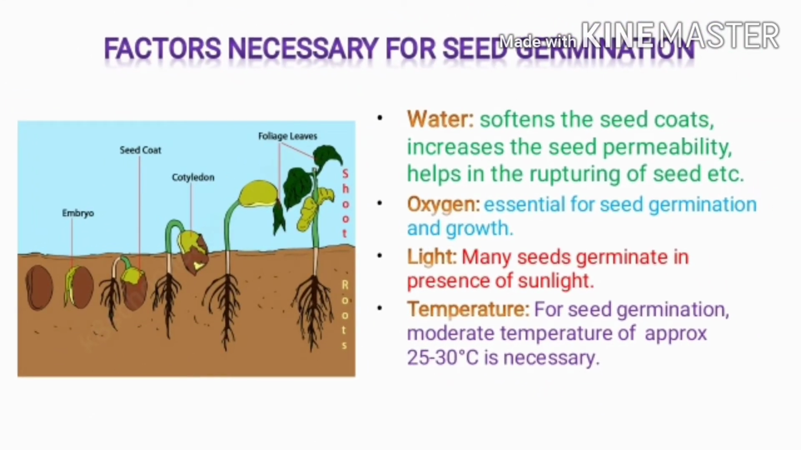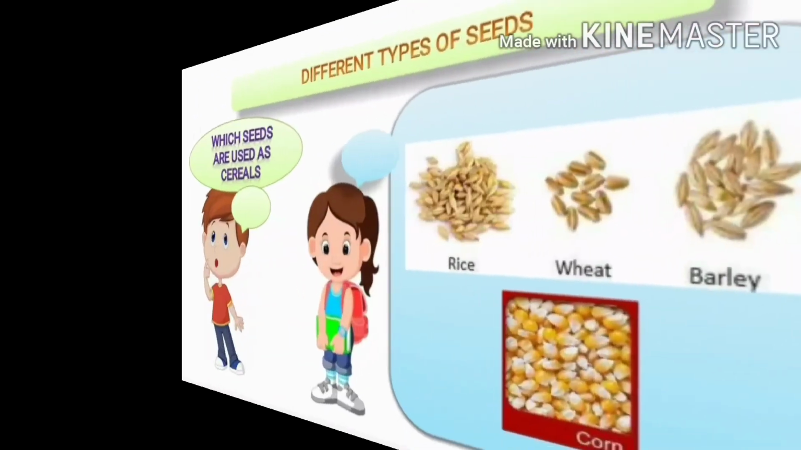Now there are a few basic environmental factors which are essential for proper seed germination. So the first factor is water. Water softens the seed coat, increases the seed permeability and helps in the rupturing of the seed. The second factor is oxygen. Oxygen is essential for seed germination and growth. The third factor is light. There are many seeds which germinate in the presence of sunlight. The fourth factor is temperature. For seed germination, a moderate temperature of approximately 25 to 30 degrees centigrade is necessary. Now let's move on to the next slide.